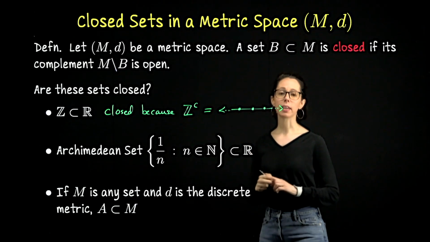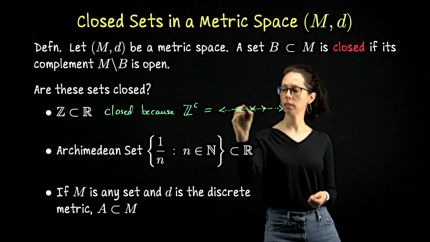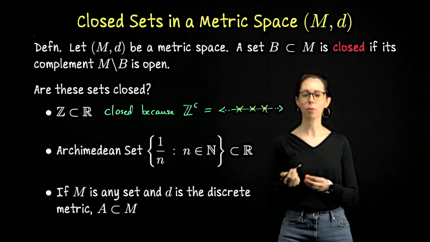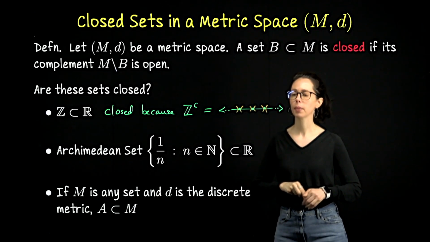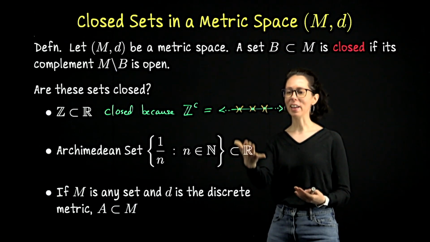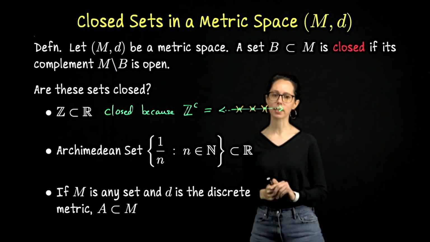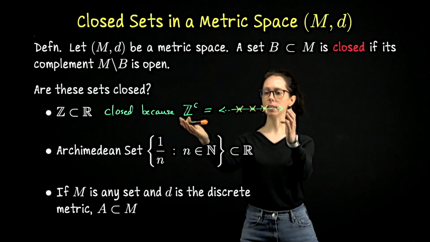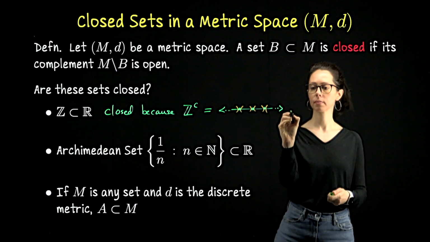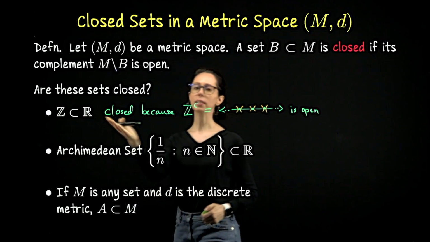The complement is a union of open intervals. It's an infinite union. You can carefully phrase that with union notation if you'd like. But each of these little open intervals is an open set, and then the complement is a union of open sets. Any union of open sets is open. So since Z complement is open, Z is closed.